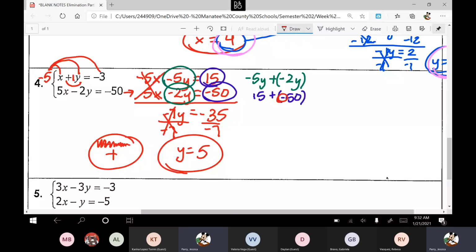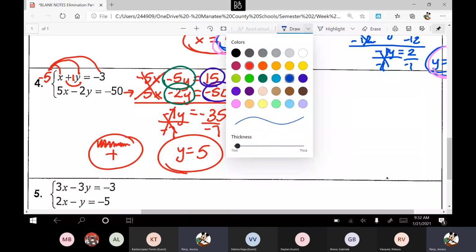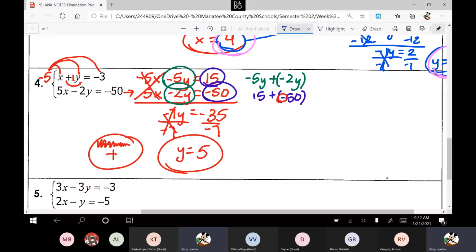Let's go ahead and finish the rest. Let's pick our easier equation. I know you guys are good at this part, and the easier equation for this one is the first one, x plus y equals negative 3. But again, like I said, you can still use that second equation if you wanted to. It just has a little bit more numbers and more work. As long as you do the math correctly, you can pick either one, and you'll still get the right answer.